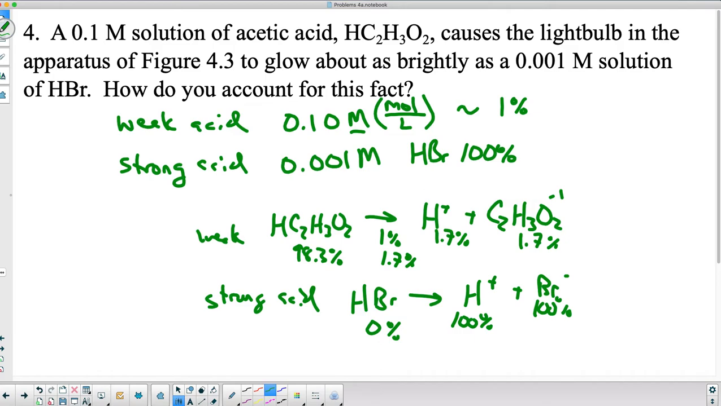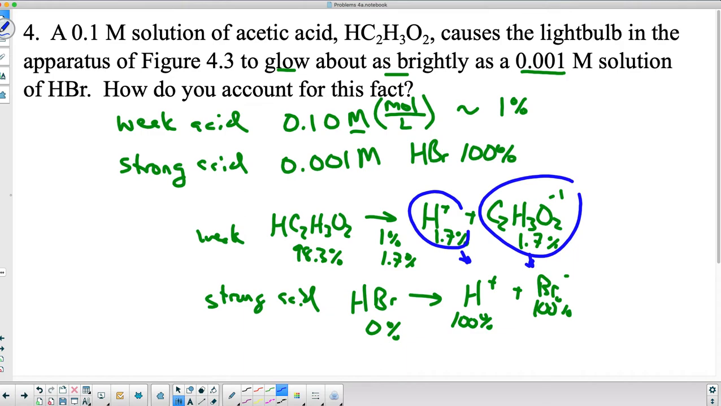Well, it makes sense that when we put the solutions in that apparatus, which shows you how many ions there are by how bright the light bulb is, it says it glows about as brightly as a solution 100 times less concentrated. So, how do you account for this fact? That means that we have a lot less of the ions being produced compared to 100% of the strong acid. That's how we account for this.